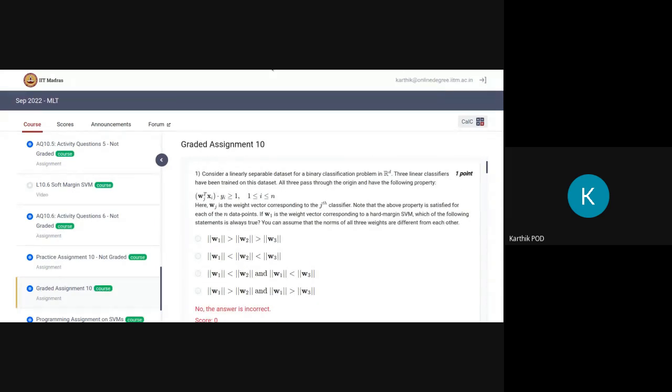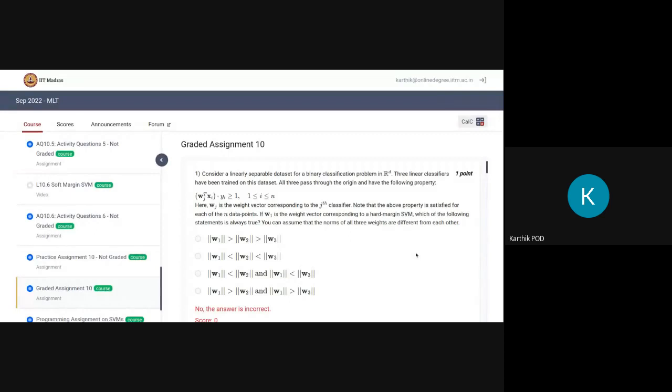Is that clear or still not clear? No, it is saying W1 is hard SVM weight vector, and suppose W2 and W3 are also from SVM. That can't be right. That can't be because of this line, right? This line that they have different norms. So you can assume that all three weights have different norms.